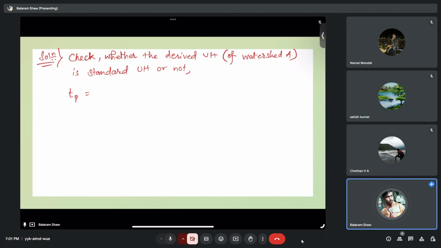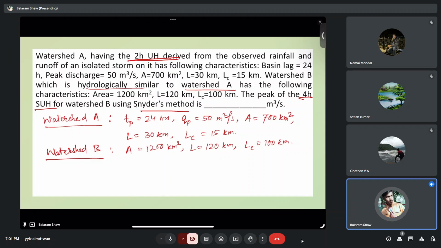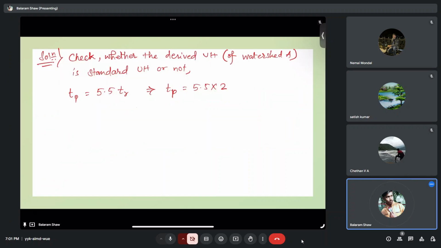So we know TP is equals to 5.5 into TR, right? So from this you can find out the TP here, right? So 5.5 times the effective rainfall duration, which was how much in watershed A? It was 2 hours, right? We will just multiply that, 5.5 into 2. How much we are getting? Just 11 hours, right? Is that the one which we have? Whether the effective rainfall duration that we have is matching this? No, right?